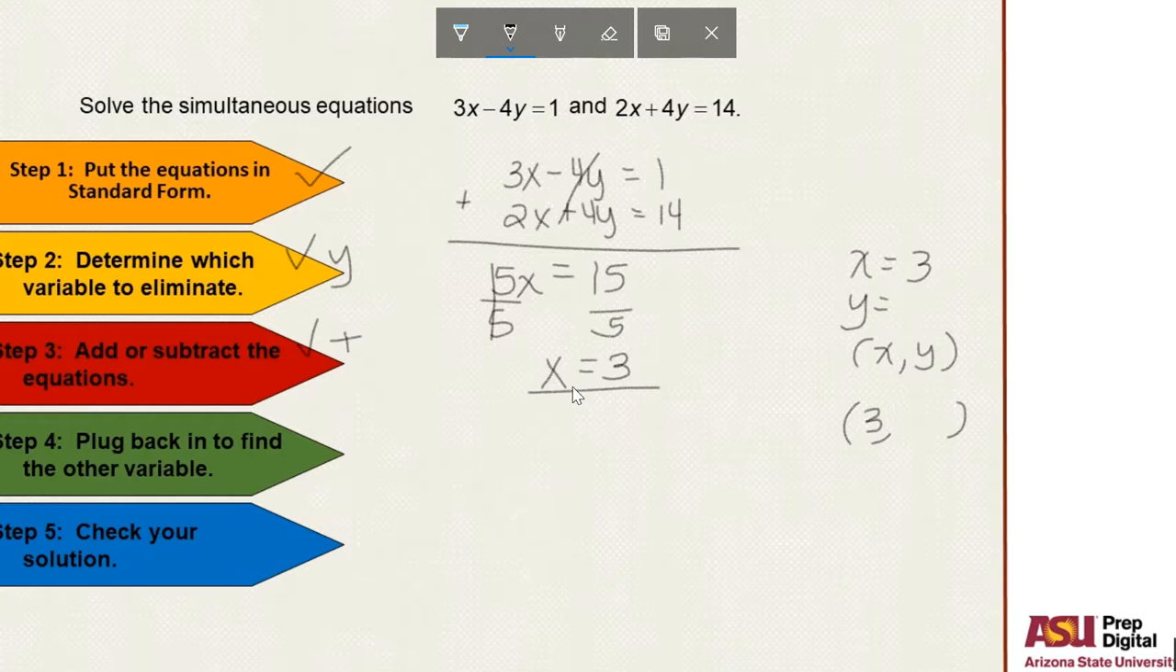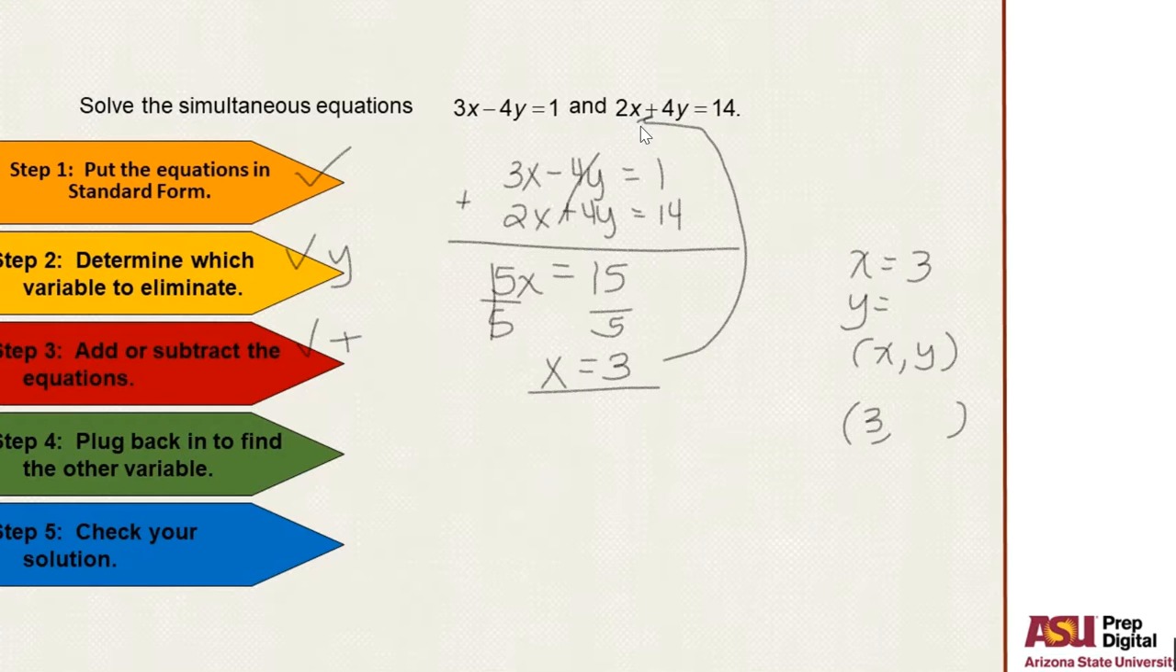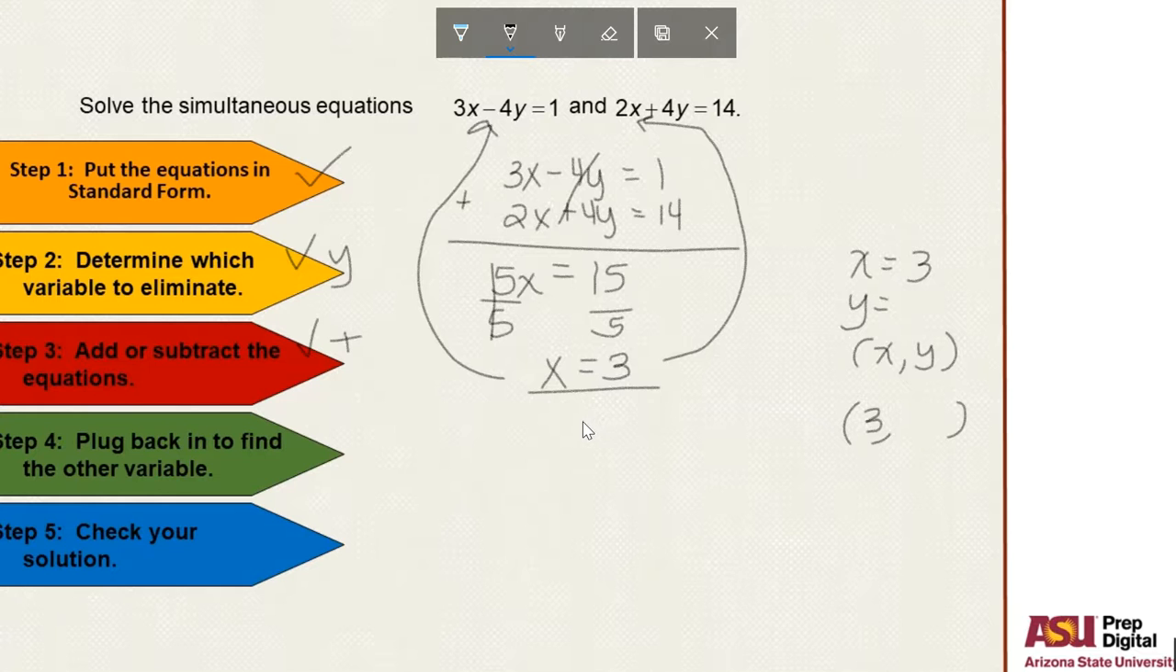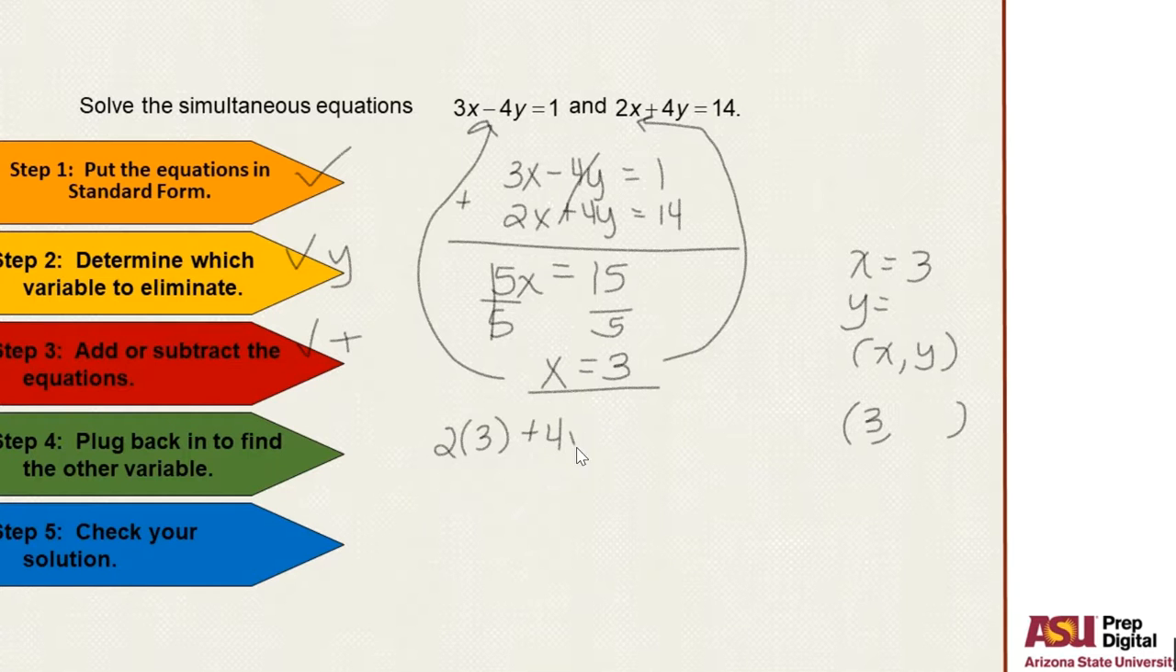Now I have x equals 3, so you can choose either equation to plug this in for. So I can go here or here. I'm going to choose the second equation because there's no negative sign. But either should work. So I'm going to plug in 3 for x. And now I'm going to simplify and then solve this equation. So I have 6 plus 4y is equal to 14.